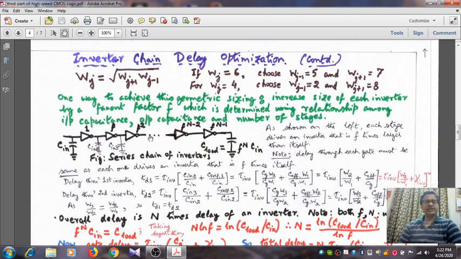In general, we have to achieve the geometric sizing by increasing the size of each inverter by a fan out factor f, which is determined using the relationship among the input capacitance, output capacitance and the number of stages. What we mean is that we will have a number of inverters, say n, where each inverter is f times wider than its immediate left neighbor. So this inverter is f times wider, this inverter is f times wider. So 1, f, f square, in the stage n, f to the power n minus 2, then finally f to the power n minus 1. So in total the number of inverters is n.